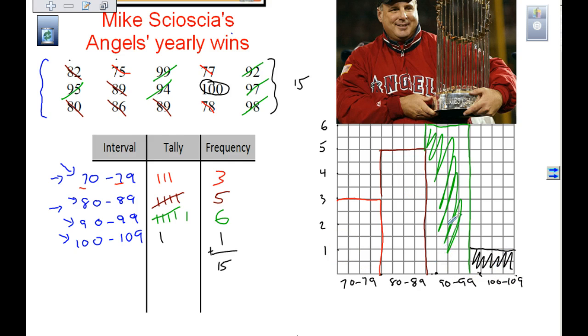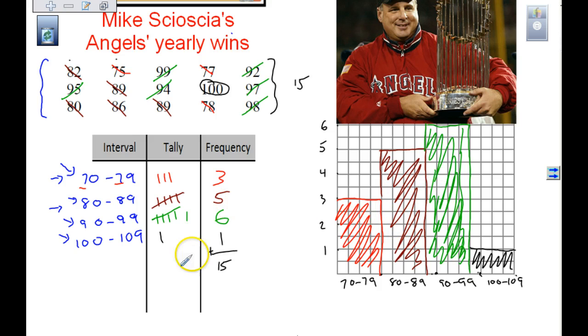And you can just color them in with the detail that I am. It doesn't have to be super exact. It's just that it's shaded in some fashion. And that's a histogram right there. Frequency table, histogram, same exact information.